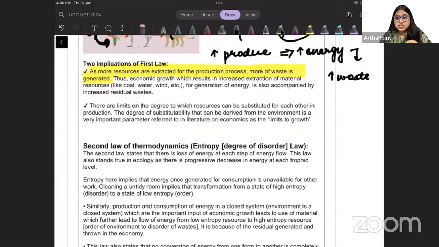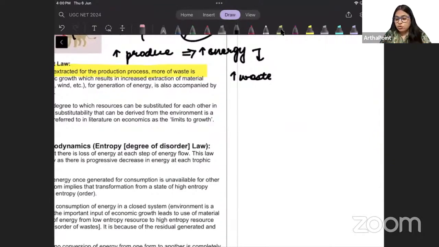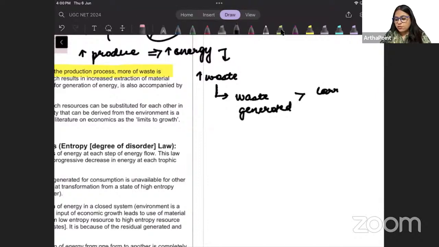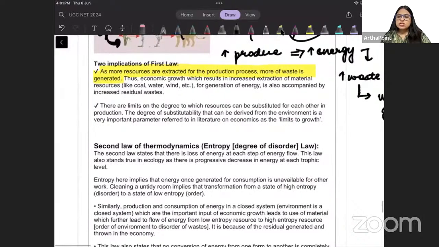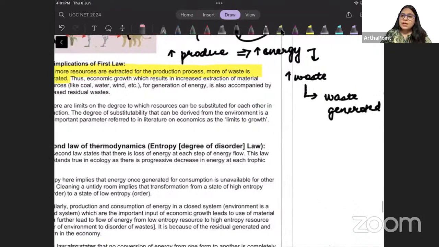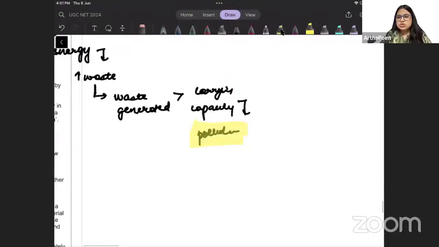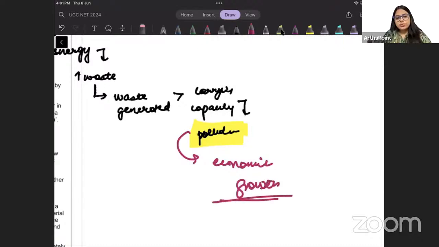जब हम वेस्ट ज्यादा जनरेट करेंगे, when we will generate more waste, तो ऐसा हो सकता है that the waste generated is more than the carrying capacity of the environment, and this can cause pollution or smog effect. So when there will be pollution, when there will be smog effect, when the carrying capacity of the environment will be affected, then in the long run it will impact the economic growth of that economy. समझ रहे हो बात को? Are you understanding this thing?